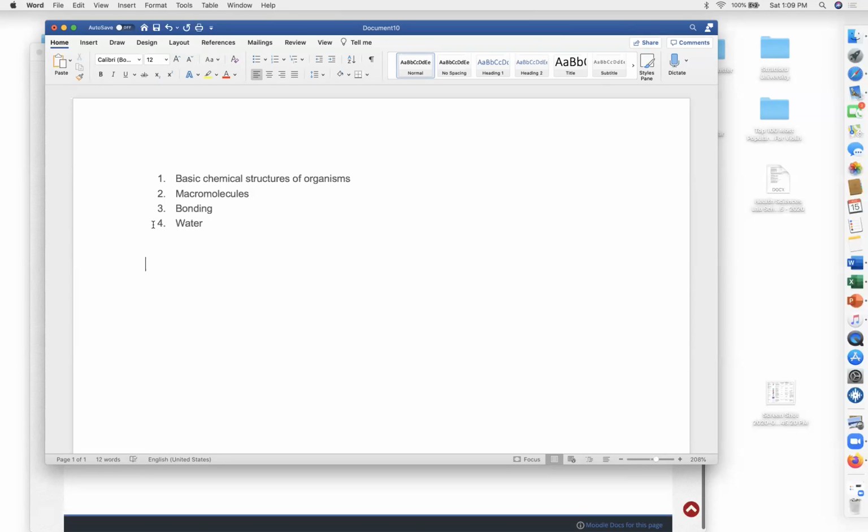Now, typically all of these things are connected, and we had one whole lecture on how they were all connected. So the first thing we have to start with, and I usually give myself a little bit of space here, is the basic chemical structures of the organisms, right? We talked about how first you have to start somewhere. So let's start with the basic structures of the organisms.